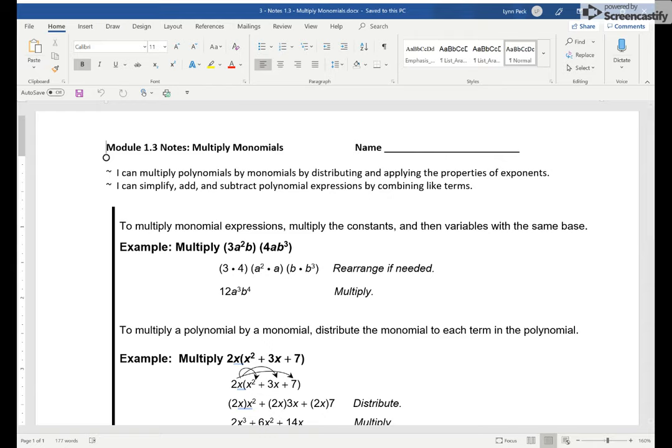When we have a set of parentheses that has a larger polynomial than just a monomial, binomial or trinomial, we have to remember to distribute. That monomial in front gets multiplied by every single term in the parenthesis. So first 2x times x squared will become 2x cubed down at the bottom. 2x times 3x now becomes 6x squared in our final answer. And 2x times 7 becomes 14x. So every single term in that trinomial in the parenthesis gets multiplied by the coefficient or the monomial out in front.